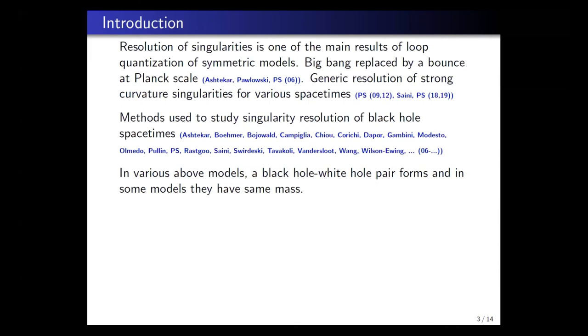In some models, like for example the model which we studied with Abhay Ashtekar and Javier Olmedo, the black hole and white hole actually form as twins. They have identical mass and identical properties on both sides.